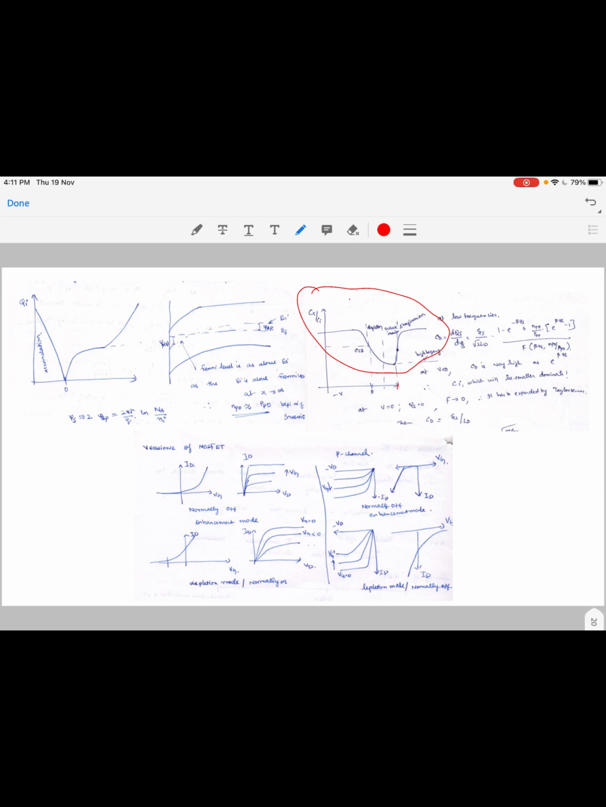What we mean is, you first deplete the channel and then you invert it. When we invert it, we mean that we have a minority carrier density at the interface equal to the majority carrier concentration because of the field that you have applied. So it is called channel inversion.